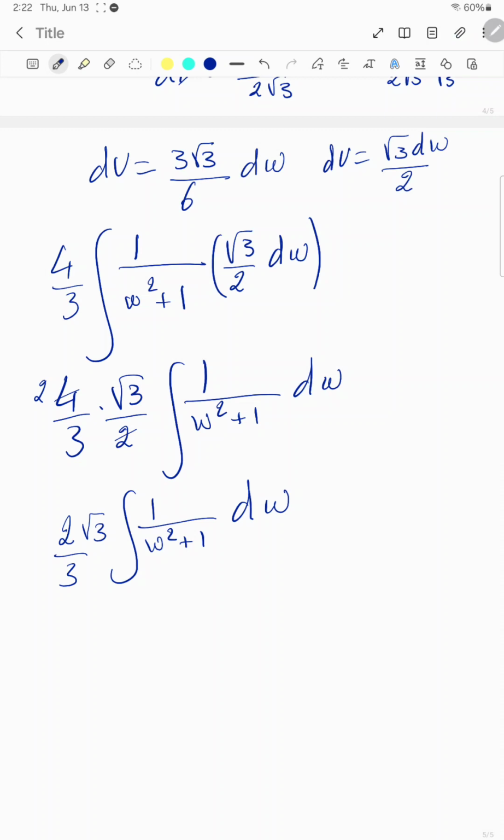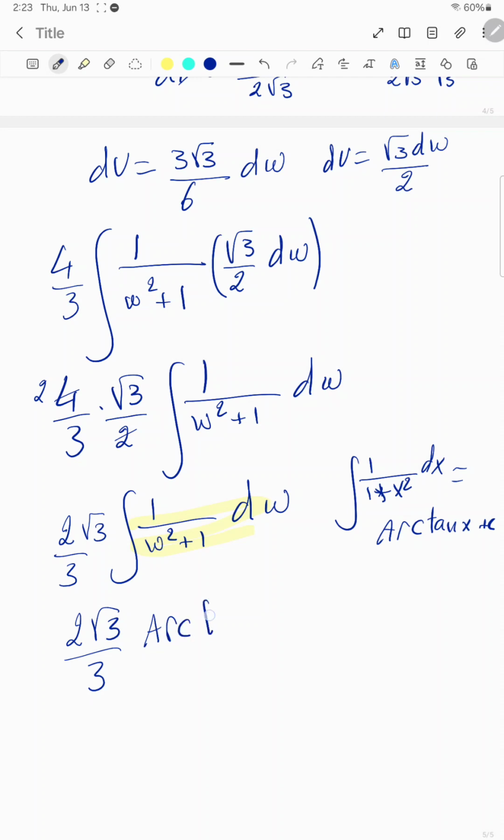And now I know the formula of the integral. I just wrote it before. The integral of 1 over x squared plus 1 dx is equal to arctan of x plus c. So all that becomes arctan of w plus c. So this becomes 2 square root of 3 divided by 3 arctan of w plus c1.